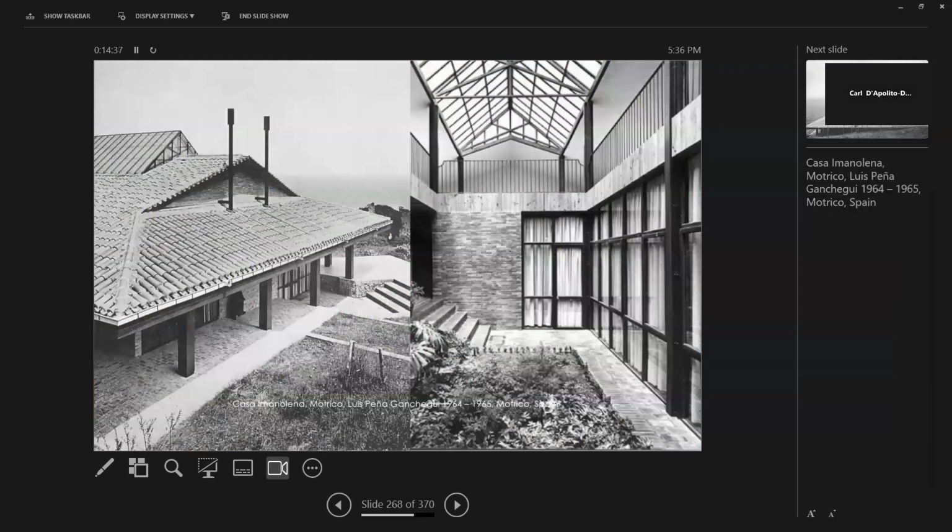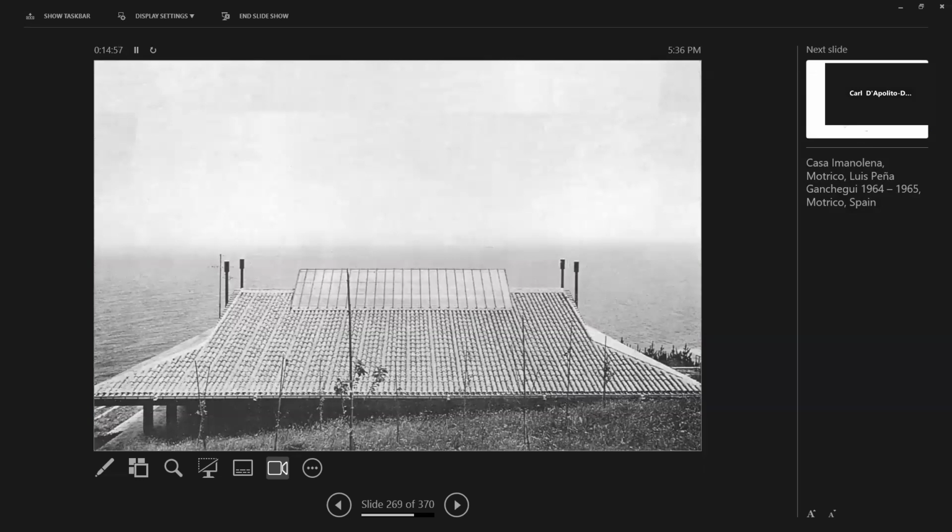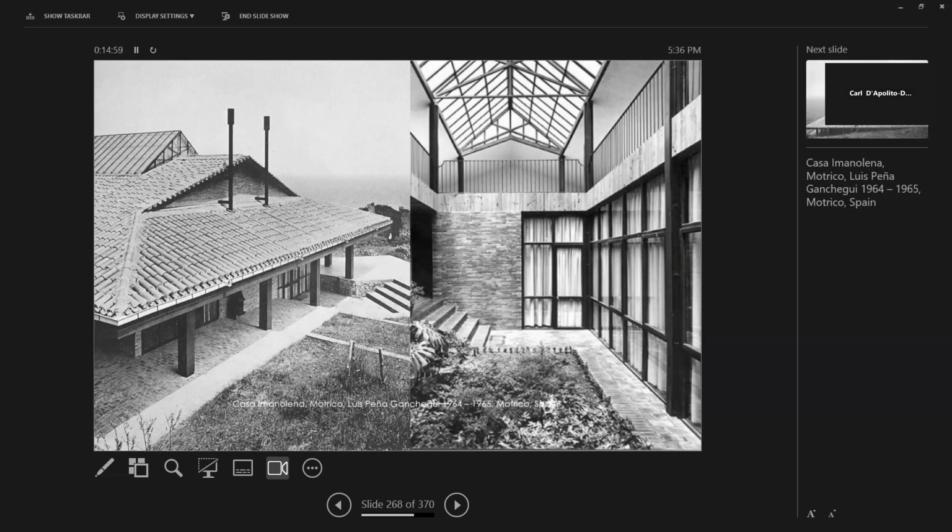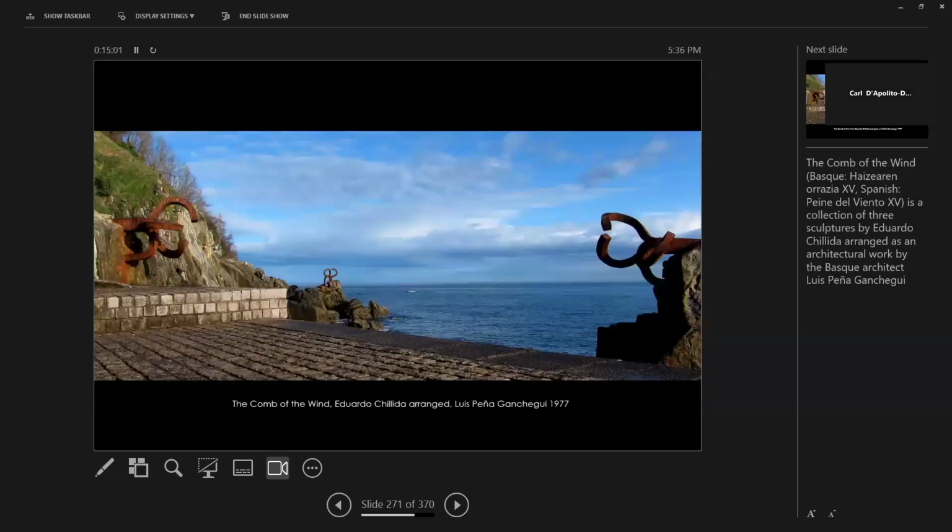By the way, I like this project. This is Casa, by a Spanish architect, Luis Peña Ganchegui. This is also 1964. We just did 1964. That's why we're here. But I think this is clearly a naturally ventilated project by the wind. It's got this kind of garden in the middle that's heating up. But the reason I put him in here is he did this Comb of the Wind, the most famous thing, with Eduardo Chillida. So he clearly cared about the wind. Eduardo Chillida did those sculptures and he installed them here.